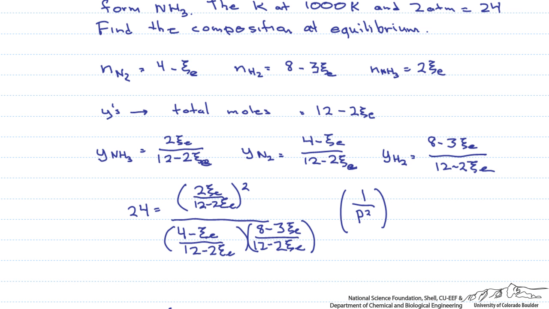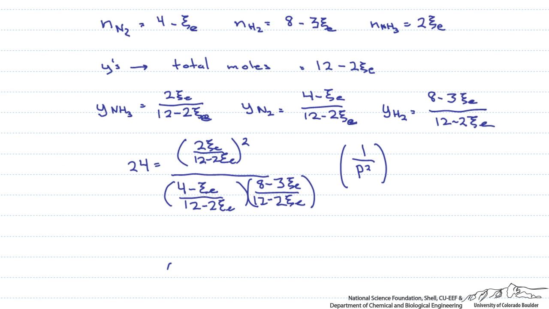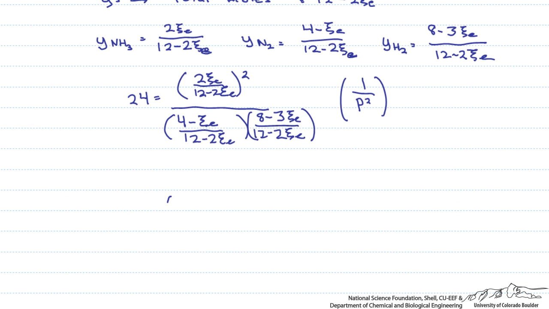My suggestion is that at this point you put it in some kind of computer program to solve for this extent of reaction. You might suspect that there's more than one possible answer, but if you look at your possibilities, what you'll find is that the extent of reaction at equilibrium is 2.07.